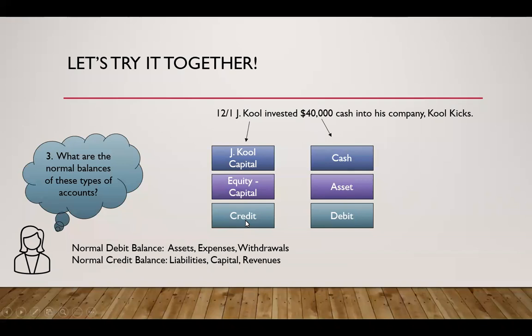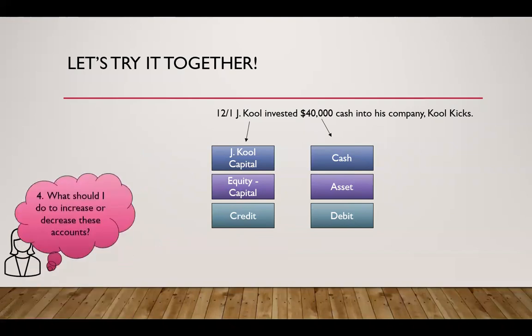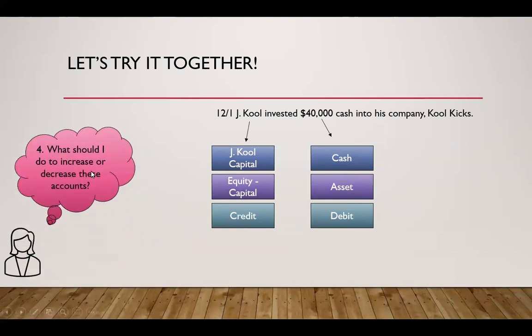So we're looking at credit for equity capital, or J. Cool, and we're looking at debit for cash. Now, that doesn't mean in this journal entry, I'm going to debit cash and credit J. Cool Capital. Doesn't necessarily mean that. Depends on which account is going up and which account is going down, which leads me to the next question. What should I do to increase or decrease these accounts?